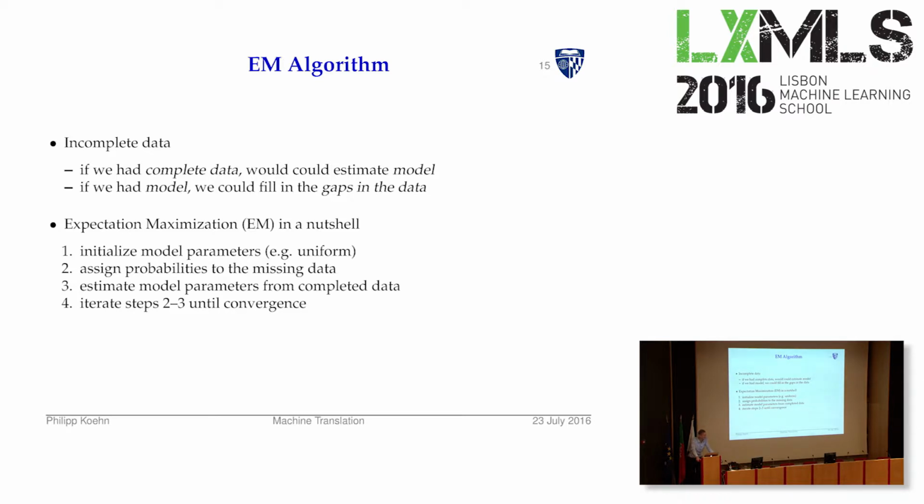So here we have a practical worked out example of how you use that. The idea is that you have incomplete data, and if you had complete data, you could estimate the model, and if you had the model, you could fill in the gaps in the data. So how does the EM algorithm do this? Well, it starts with just coming up with a model. In our case, we're saying at the beginning we don't know anything. Any English word is equally likely translated into any Portuguese word. All the same probability. It's not a very good model, but it is a model, so we can apply it to the data. And now suddenly we have at least probability distributions over alignment links, and then we can pretend that that is real and collect statistics over it. And then we have a better model and we keep going.